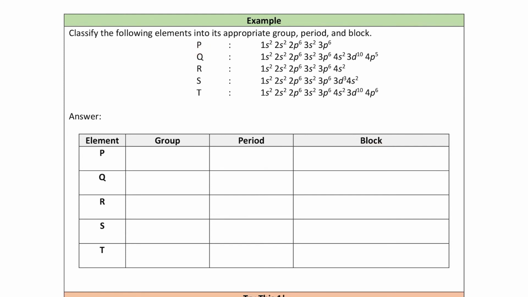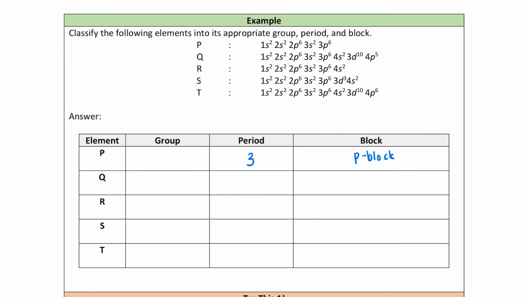We have to look where we stop writing electronic configuration. Okay, so we stop writing electronic configuration for P at 3p6. That means over here is P block, the answer. Okay, alright. And then period, how about period? Okay, for period, we say we have to look at the principal quantum number n, which one is the highest. The highest is 3. That means element P is in period 3.